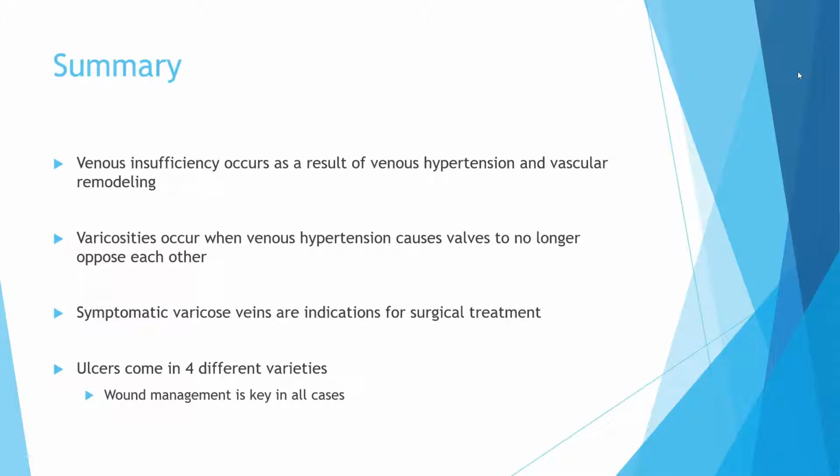And that summarizes essentially everything that we need to cover in terms of venous disease for vascular surgery. Just a quick summary slide to remind you that venous insufficiency occurs as a result of venous hypertension and vascular remodeling. Varicosities occur when venous hypertension causes valves to no longer oppose each other, and this is in contrast to the traditional theory of incompetent valves. And varicose veins are only indicated for surgical treatment when they're symptomatic. And a final point on ulcers is that they come in 3 different varieties, and wound management is key in all of these cases alongside addressing the underlying disease process.